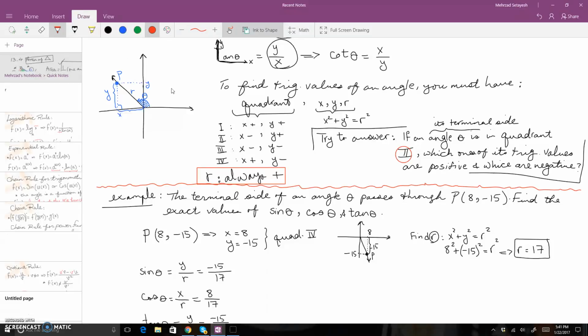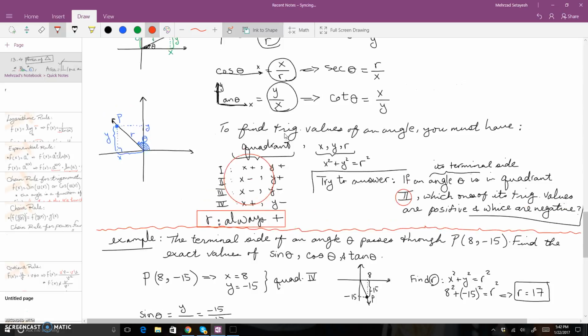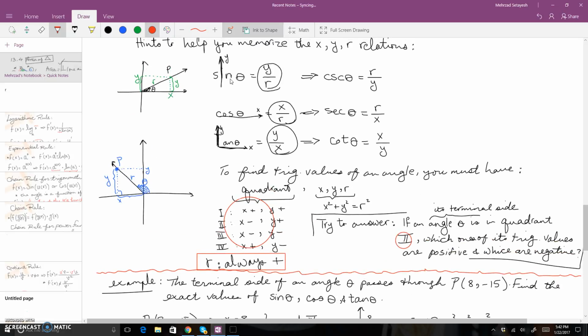Okay, so having this shape, now we see what? It's in quadrant 2. In quadrant 2, we know that x is negative and y is positive. We also know that sine depends on y, cosine depends on x. Why am I not paying attention to r? Because r is always positive.